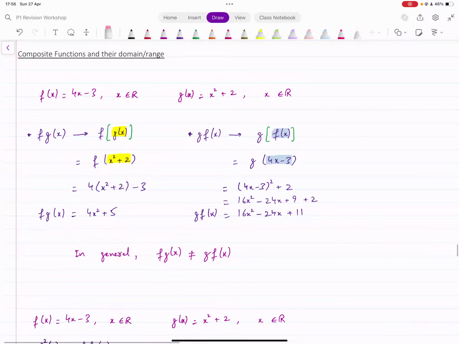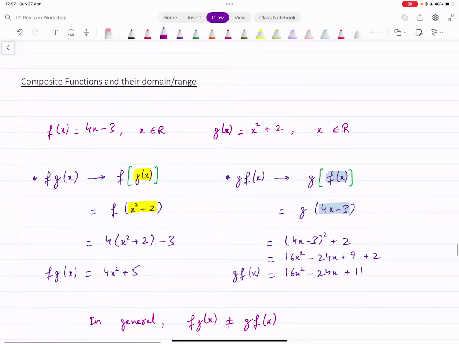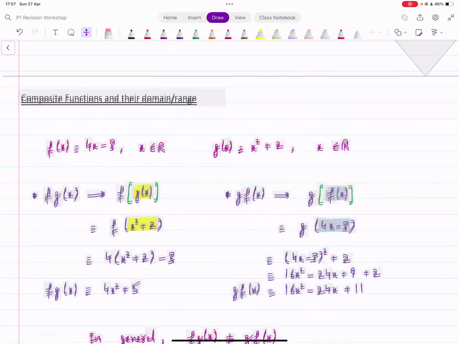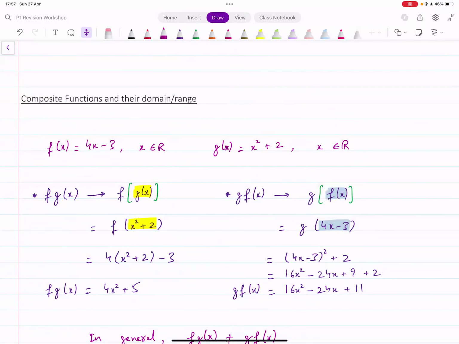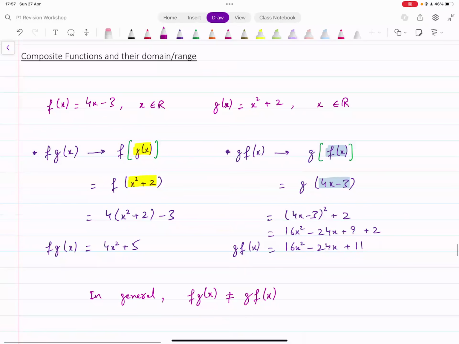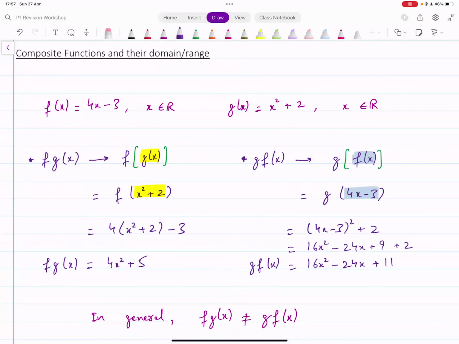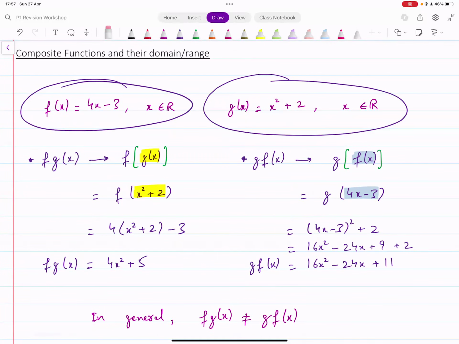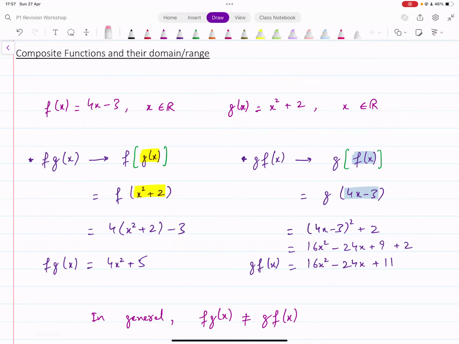Okay, then you have composite functions. Composite functions are when you have one function inside another function. Now, what do they look like? Let's say we've got a function f of x and we have another function g of x. They're both defined for all real values of x. f of x equals 4x minus 3 and g of x equals x squared plus 2. These functions are defined for all real values of x.